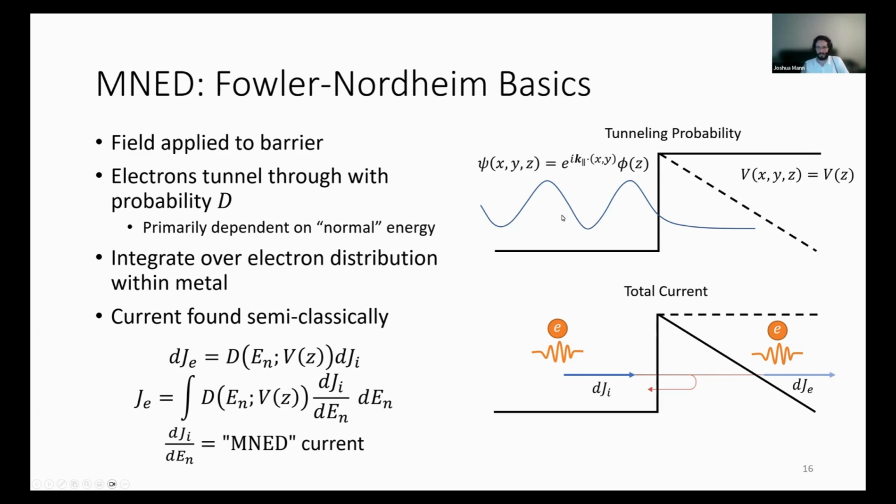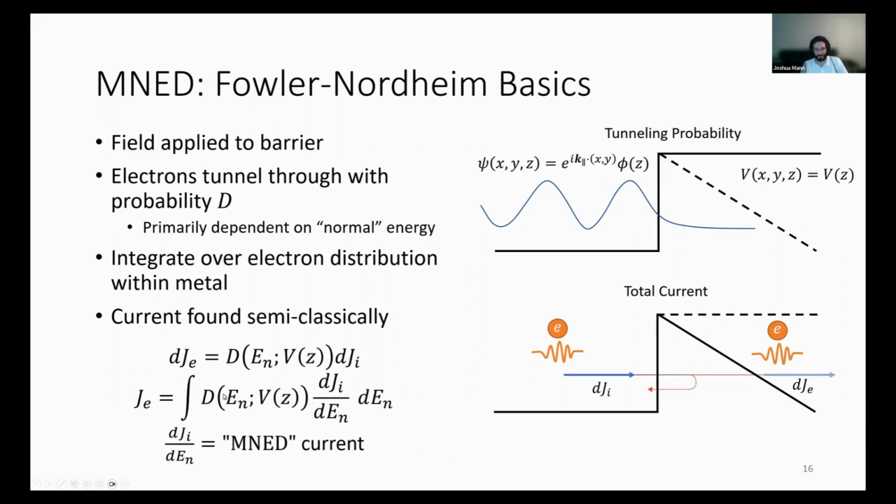And each of these states is going to have some probability of tunneling into vacuum when you apply a field to your surface. It turns out that the probability of tunneling is mostly dependent on the normal energy of your state, and the normal energy is just the total energy minus the transverse kinetic energy. If you want to find the number of electrons, or the total current you get out of your system when you apply an electric field, you have to integrate the probability for each normal energy to tunnel with the actual source current within your metal at each normal energy.